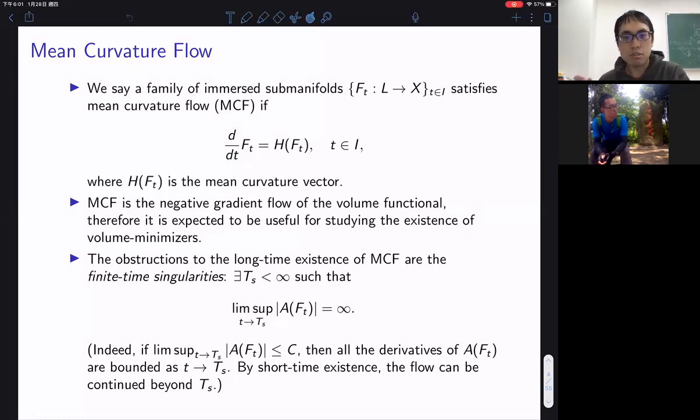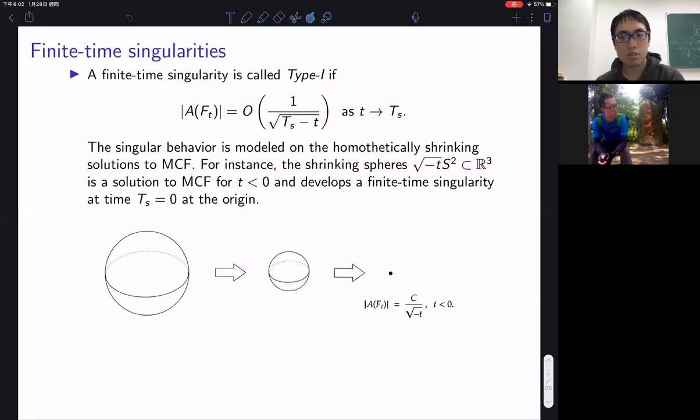So by short time existence, you can continue the flow beyond this time. Therefore, the blow up of the second fundamental form actually provides a criterion for the flow, such that you cannot continue the flow beyond this time. Okay, so here's a rough classification of finite time singularities.